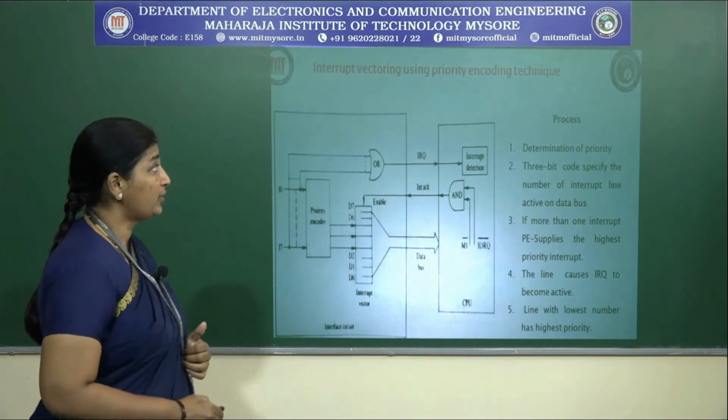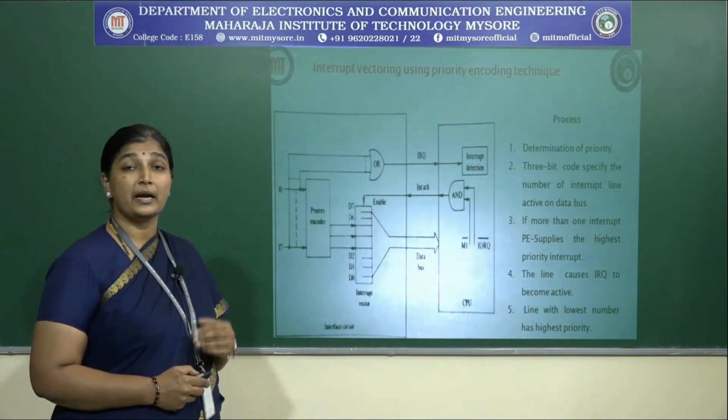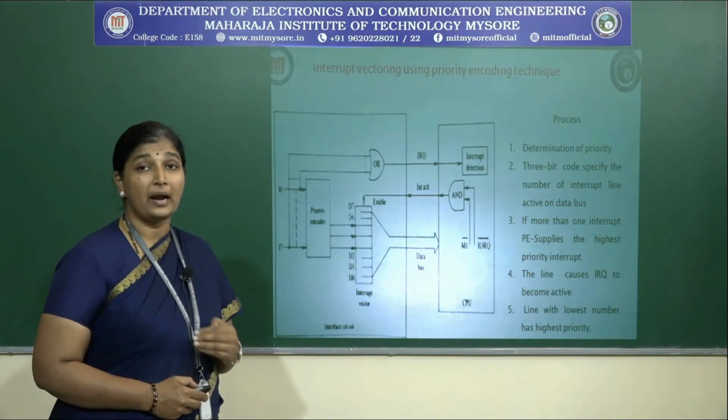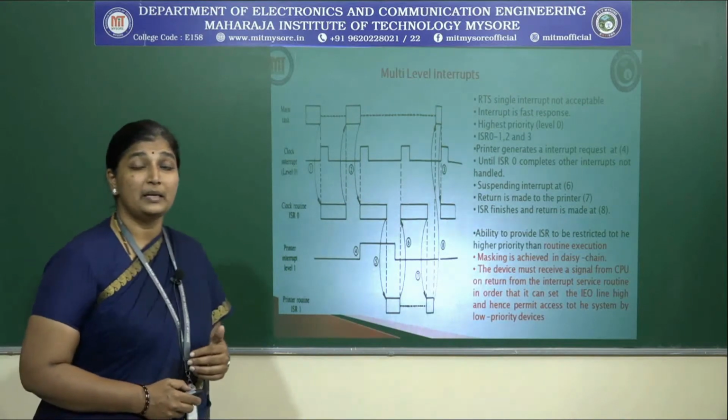So this is about what is meant by priority encoding, how a priority is acknowledged by the CPU for handling any interrupts. Next you have what is called multi-level interrupts.